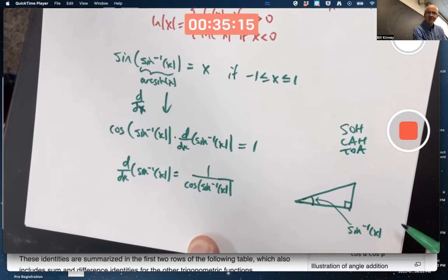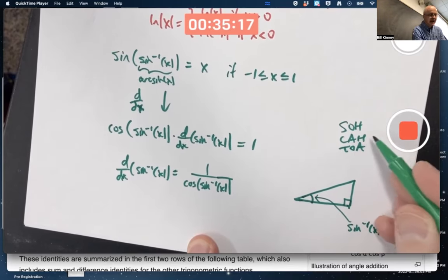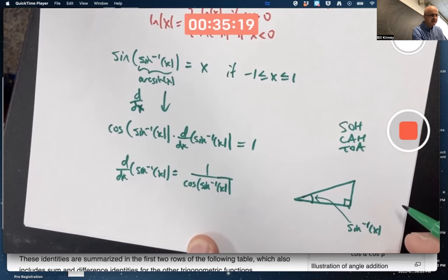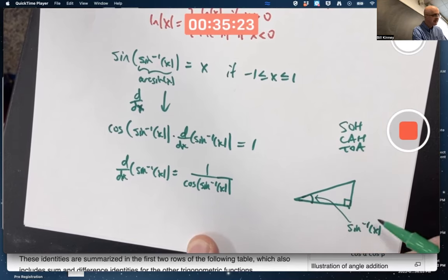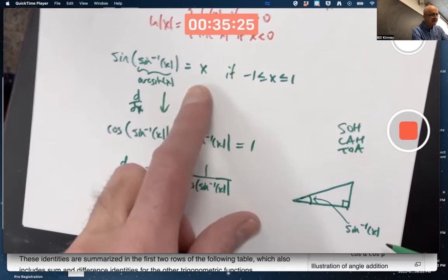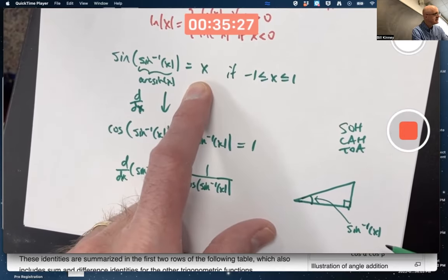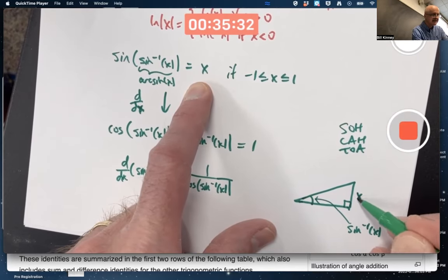SOHCAHTOA. Sine is opposite over hypotenuse. This side divided by that side length. The answer's got to be x. So what does that mean? It means I can take this side to be x and this side to be 1.